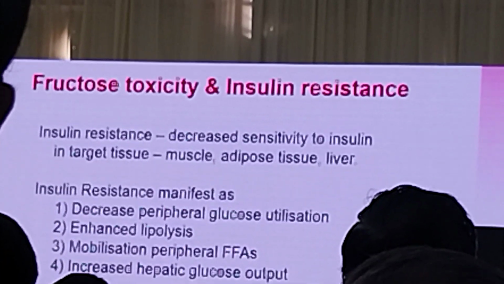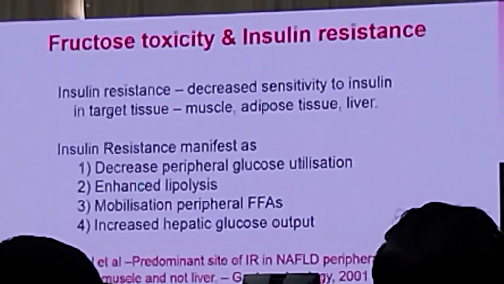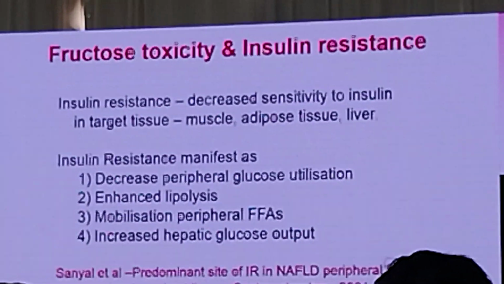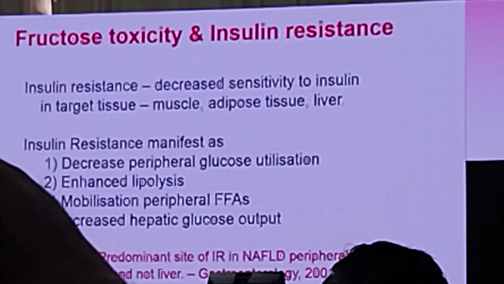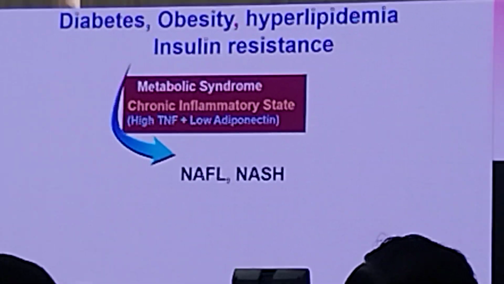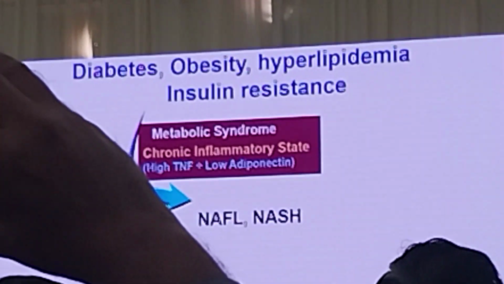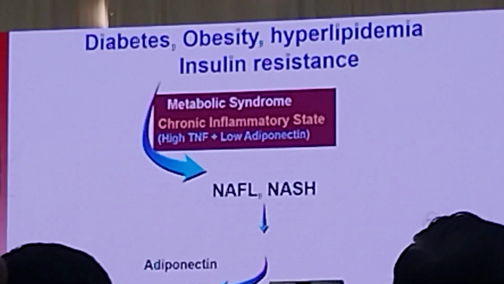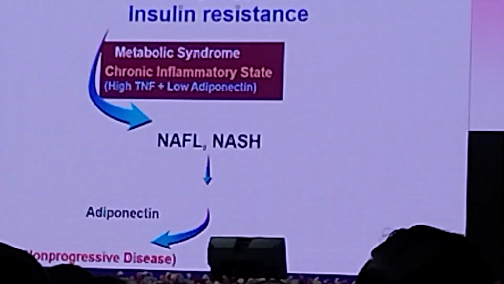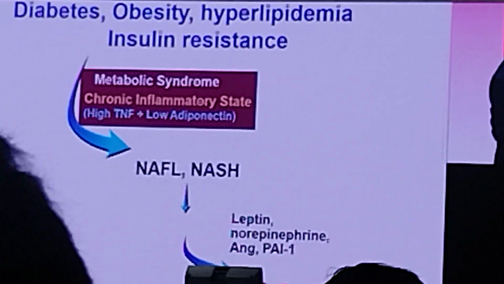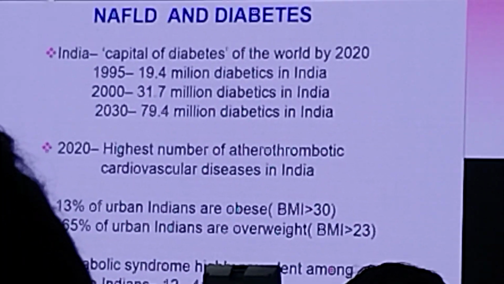So now you see what happens. You get insulin resistance, and the peripheral glucose is not utilized. There is increased lipolysis, fatty acids, and increased hepatic glucose output. So you have diabetes, obesity, dyslipidemia, insulin resistance, that is metabolic syndrome, a chronic inflammatory state, fatty liver. With adiponectin, a normal liver regenerates. But if you have leptin and leptin resistance, you get cirrhosis of the liver. You understand this?